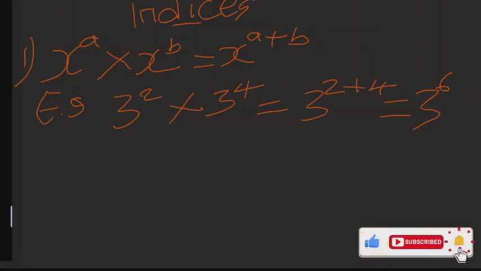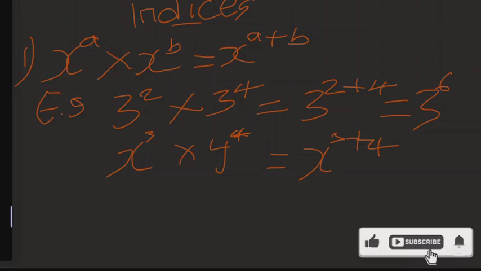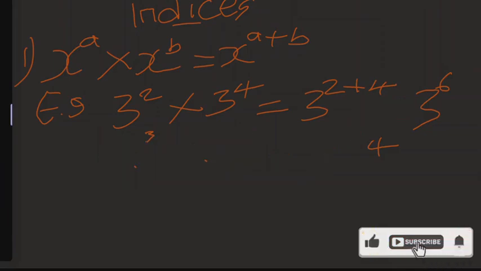Now take note, if we have something like x raised to the power of 3 times y raised to the power of 4, this is not equal to x raised to the power of 3 plus 4. No, because the bases are not the same. Once the bases are not the same, we cannot add the powers. We only add the powers if the bases are the same. Alright, so let's move over to the next law.